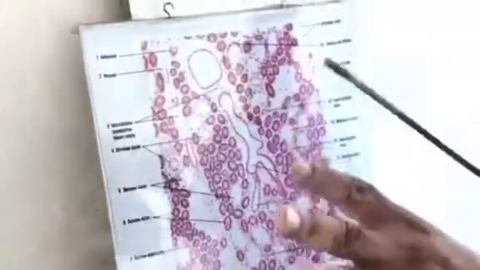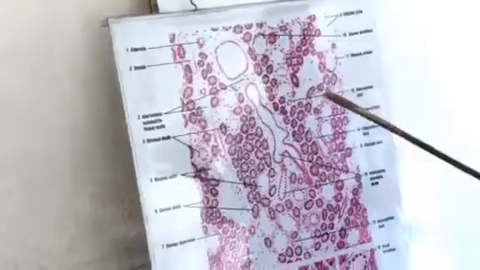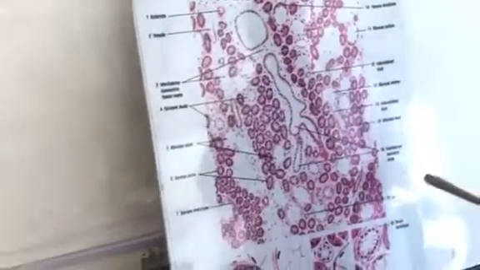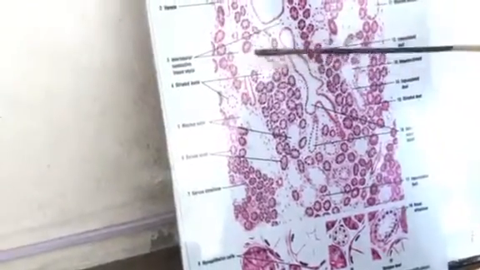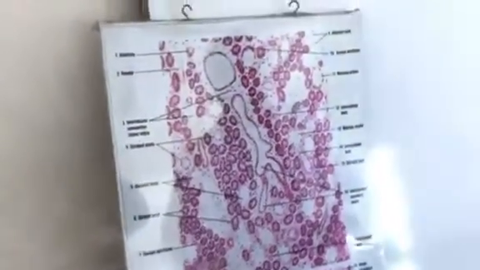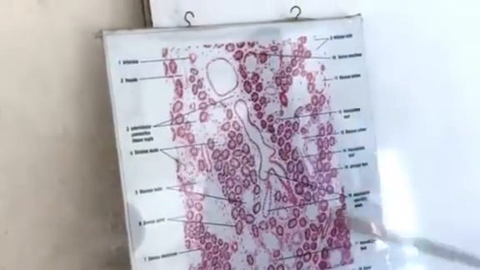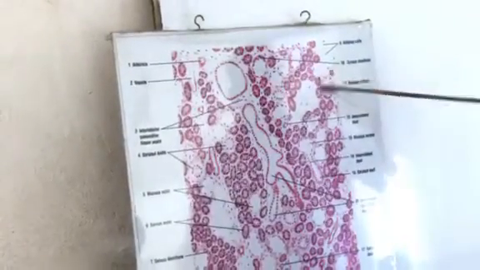That means when you see under the microscope, the deep colored rounded structures are serous acini, and the light colored structures are mucous acini. And another important structure is on the mucous acini.